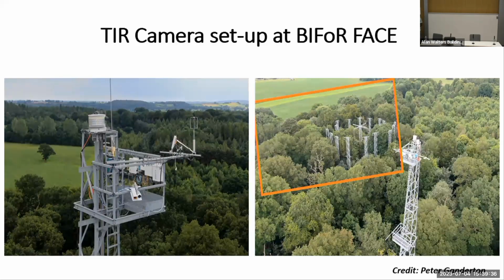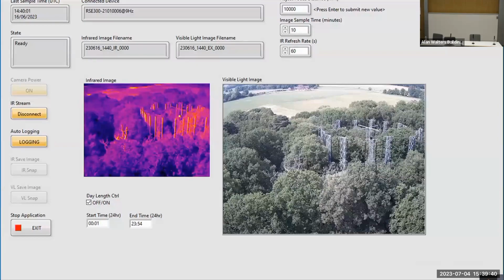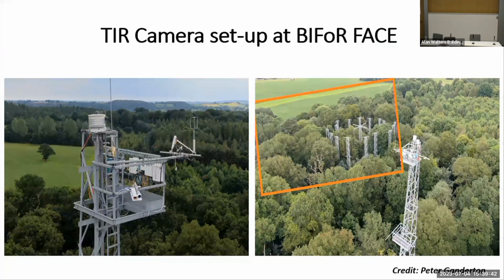Now, this is the aerial view of the camera. This is a camera on top of the central flag tower. And we also have a visible light camera, which captures normal RGB images for us to compare with the thermal infrared images for analysis.